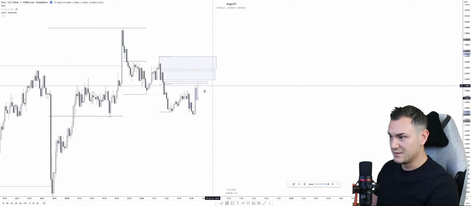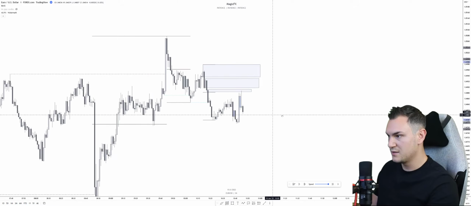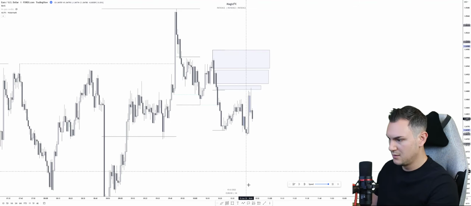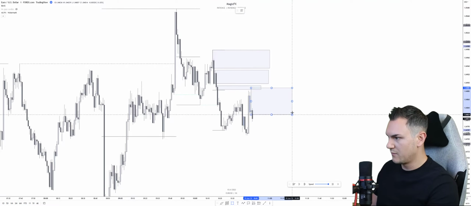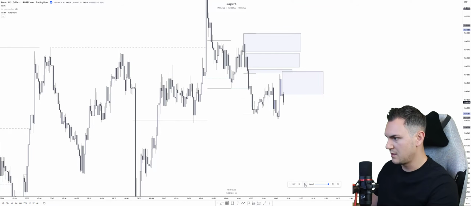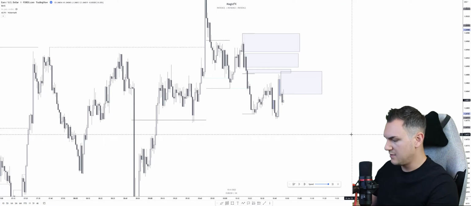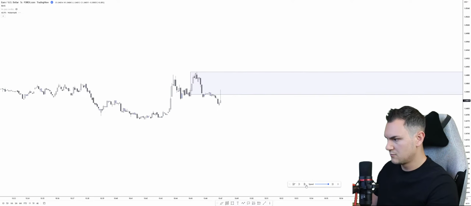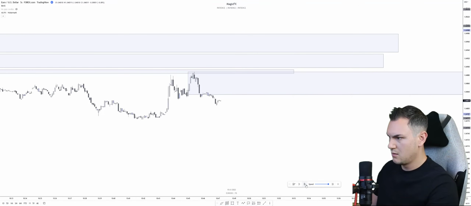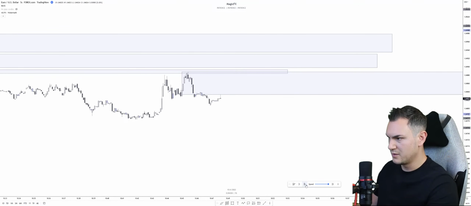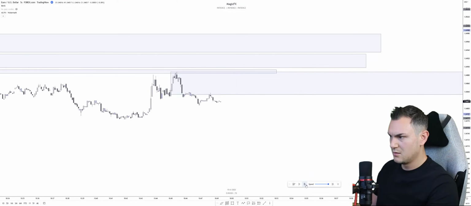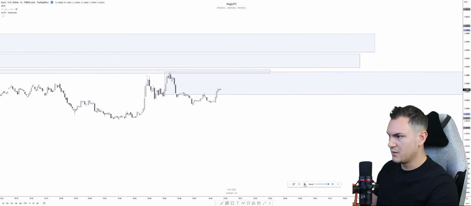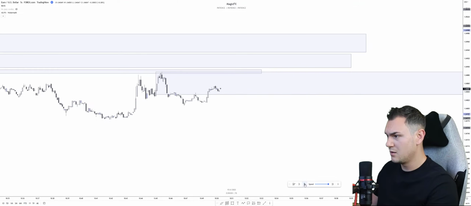Our price has tapped into this first area in the premium. We do get a 1 minute change of character, so now I'll be looking for 5-second entries in here. Price taps back in there. What happened to that wick? That's what I want to know. We keep going. We're looking for a 5-second break of structure.